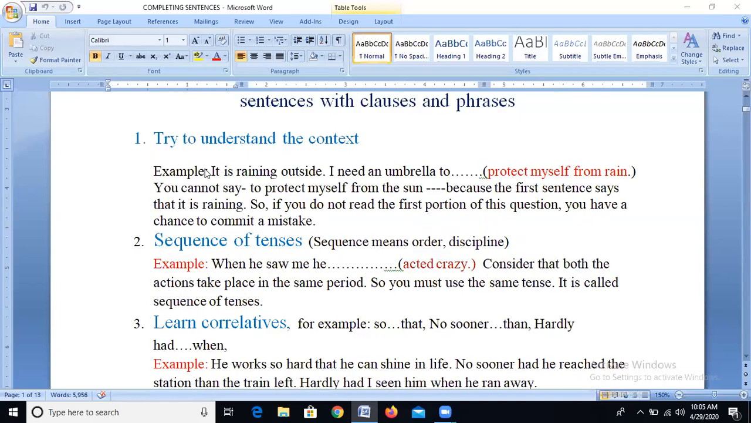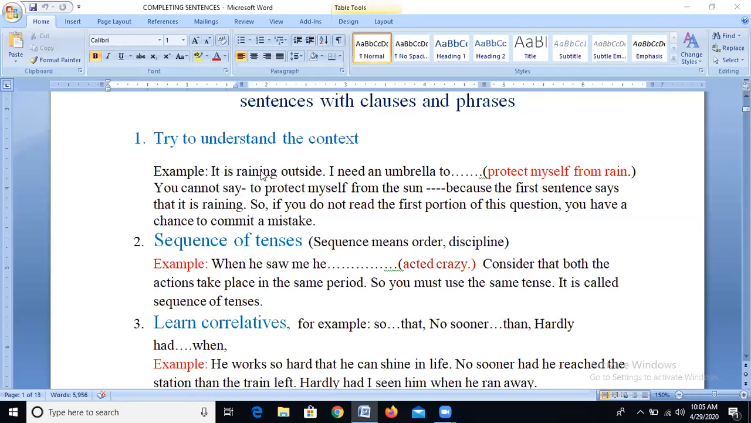So at first try to understand the context of the sentence. For example, it is raining outside. I need an umbrella to, then you will have a gap in the sentence. So if you do not read the first sentence, then you have the chance to write to protect myself from the sun, because umbrella is also used to protect oneself from the sun or heat of the sun.